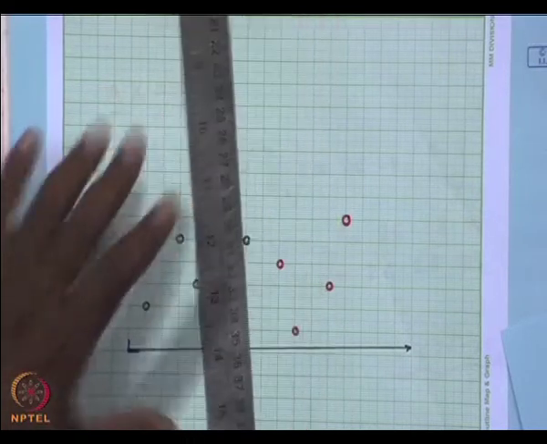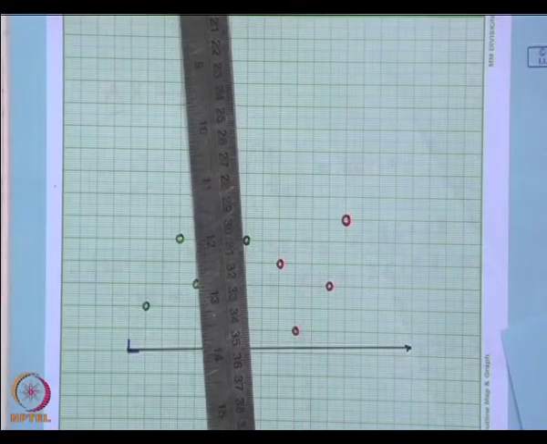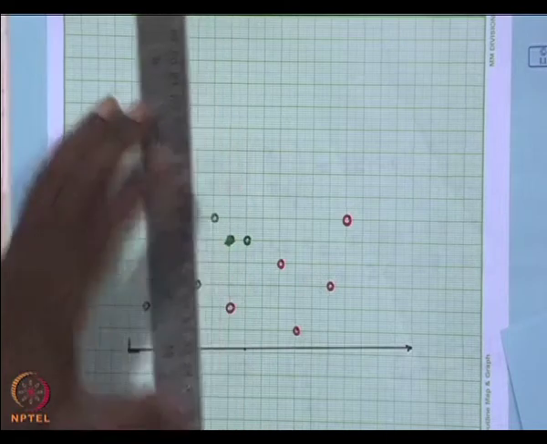And now, if I take perpendicular projection onto this eigenvector, the perpendicular projection of the feature vectors onto this eigenvector, what I will have is the different projections will be like this.